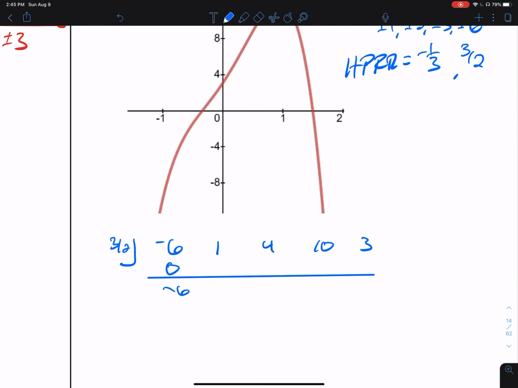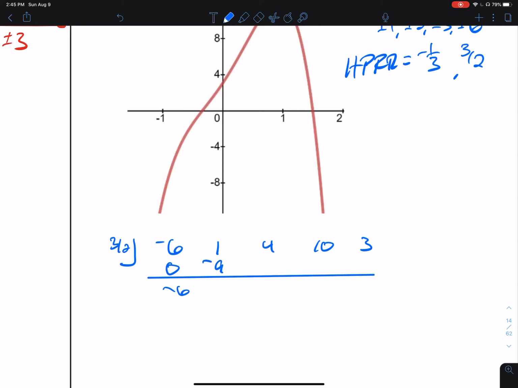-6 divided by 2 is -3. -3 times 3 is 9. Add. 10 divided by 2 is 5. 5 times 3 is 15. Add. Did I mess something up? I did. -6 divided by 2 is -3. -3 times 3 is -9. I need to backtrack. I made a mistake.